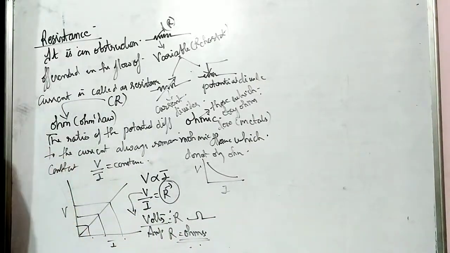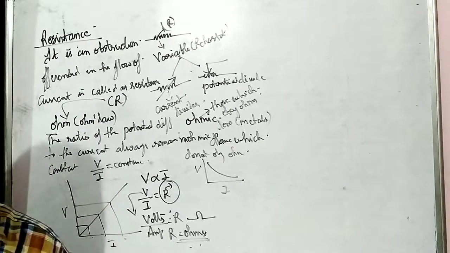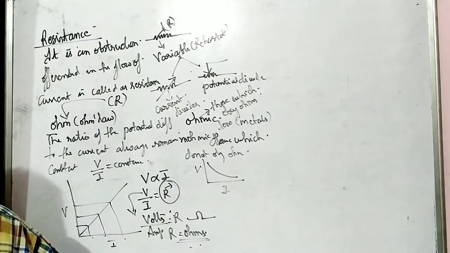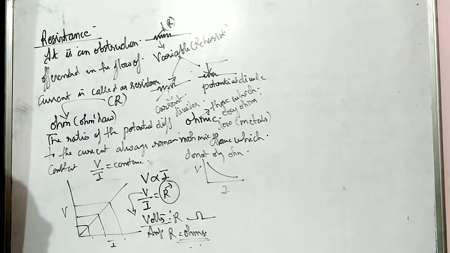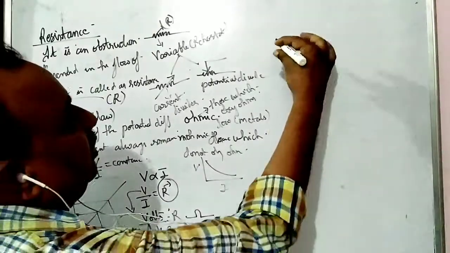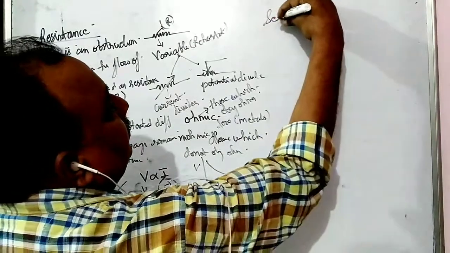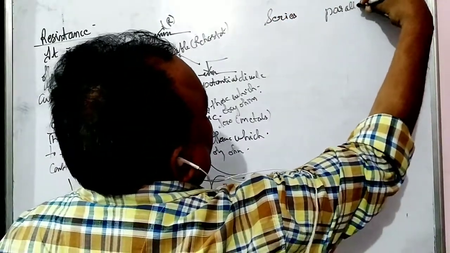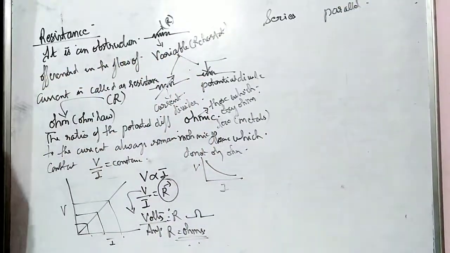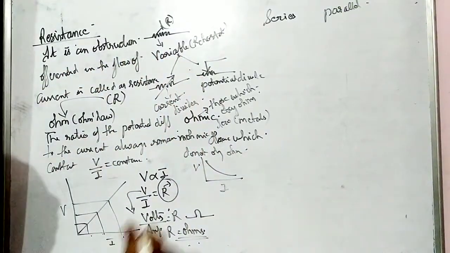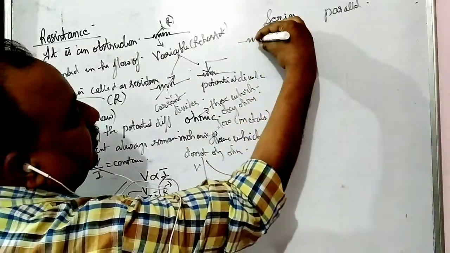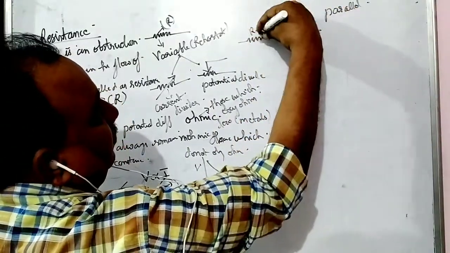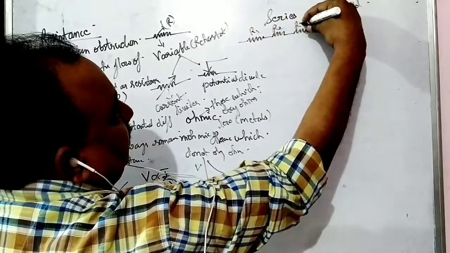Now the resistance can be connected in two ways. It can be connected in series and it can be connected in parallel. In series, the resistances are connected like this. This is R1, this is R2 and this is R3.